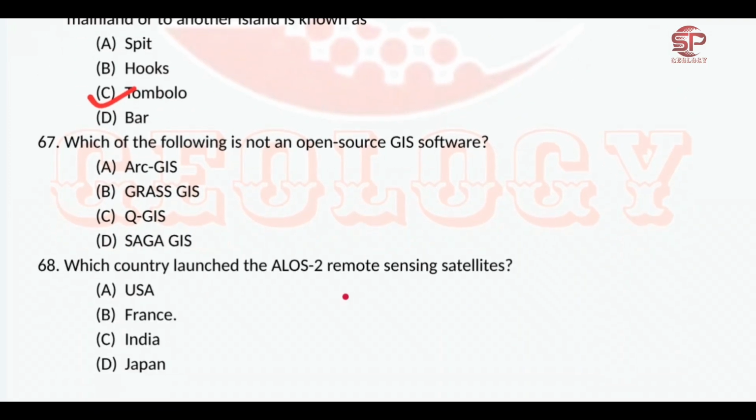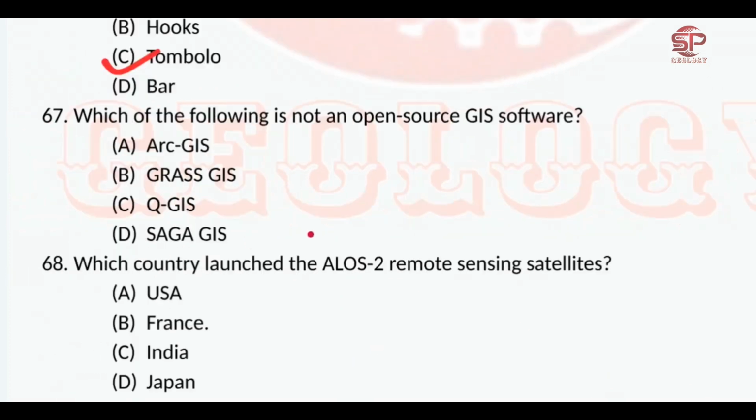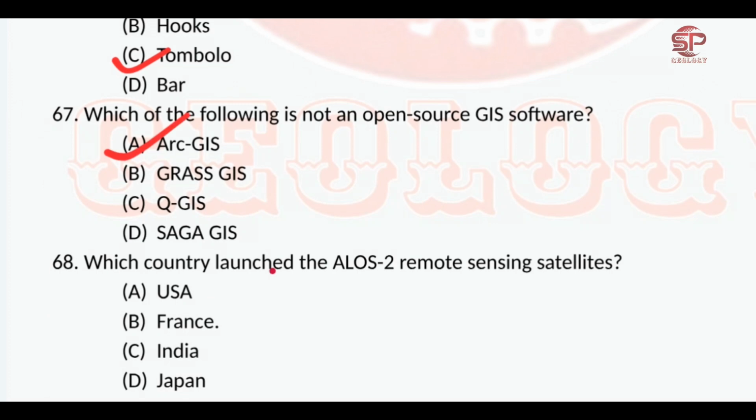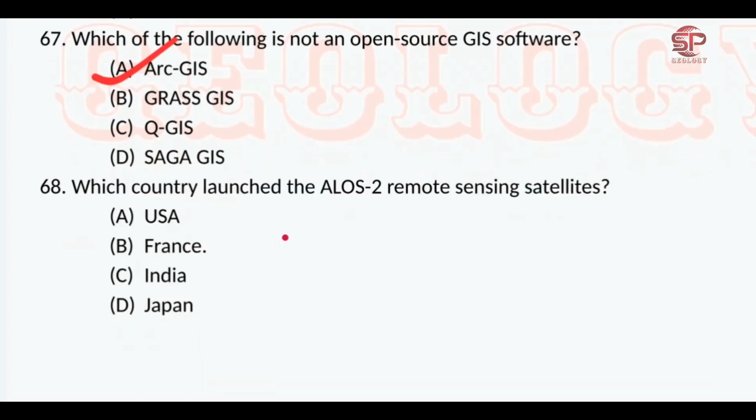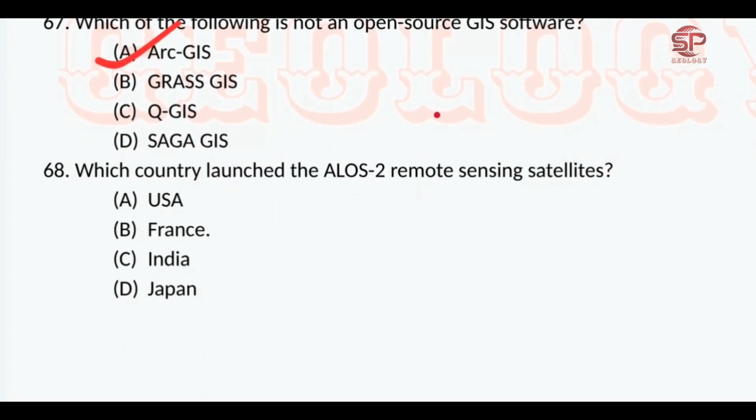Which of the following is not an open source GIS? The answer will be ArcGIS. The others are open source, you can use them. Which country launched the ALOS-2 satellite? ALOS is Advanced Land Observing Satellite. It was launched by Japan.